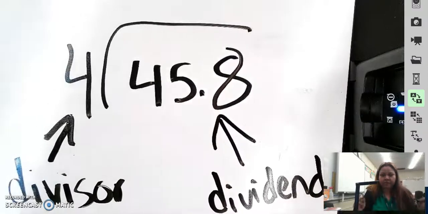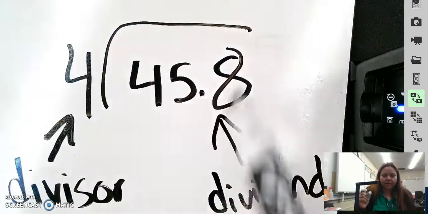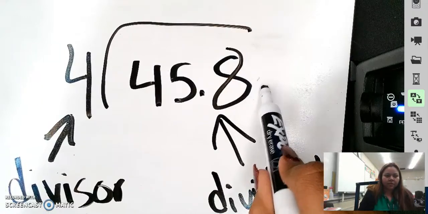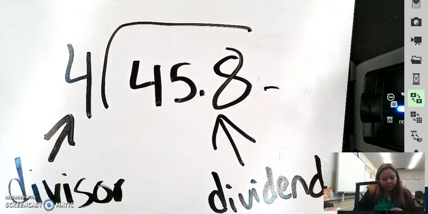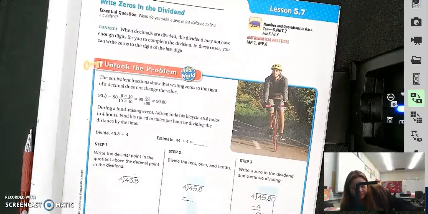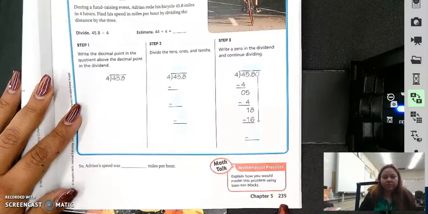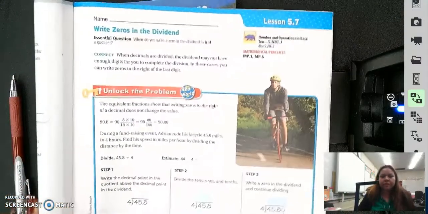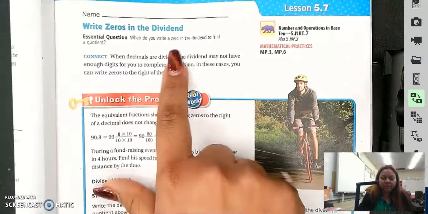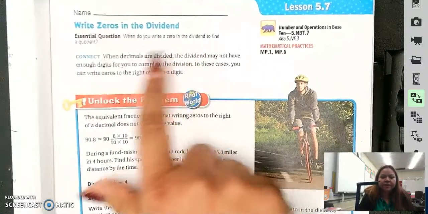So the objective of this lesson is, when do you add a zero to the dividend when you're dividing decimals? If you open your math workbook, we are on page 235, page 235. The essential question for this lesson is, when do you write a zero in the dividend to find a quotient?